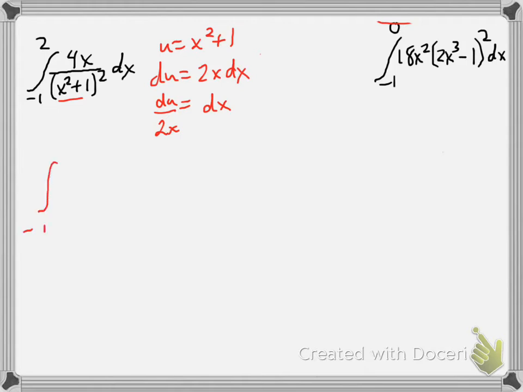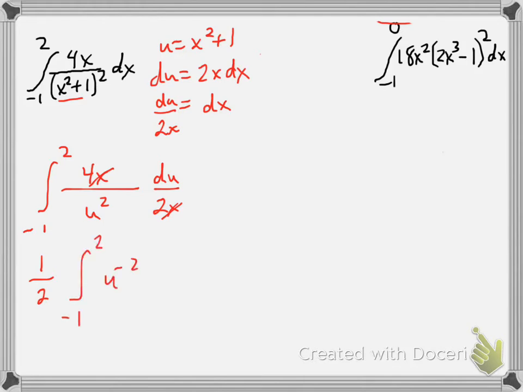Integrate negative 1 to 2, 4x u squared du over 2x. So our x's will cancel out, so we just have a half integral from negative 1 to 2 of u to the negative 2 du.